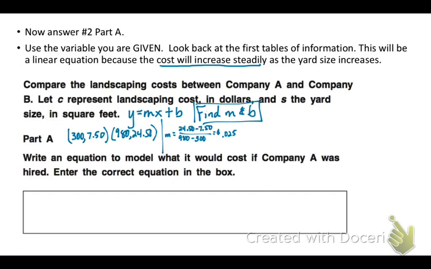Then I'm going to use my slope formula, taking my difference in y's over my difference in x's, and then I'm going to take that all the way down to a decimal. When I divide that out, I get 0.025, which is 2.5 cents. Now to find my beginning amount, I plug in my x and my y and my slope, my m value, and find out that the starting amount is 0. So now I can write my equation. Remember, it's not going to be y, it'll be c, because that's cost. So cost equals 2.5 cents per square foot. Now let's do the same thing for company B.